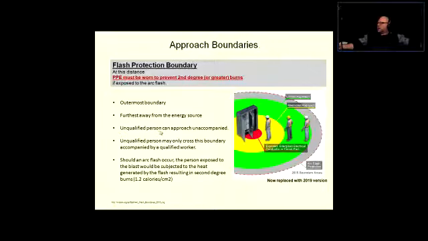Now, an unqualified person can approach unaccompanied. Okay, an unqualified person might only cross this boundary accompanied by a qualified worker. So you can cross that boundary, right? Should an arc flash occur, the person exposed to the blast would be subjected to the heat generated by the flash, resulting in second-degree burns, which would be like holding a cigarette lighter for 1 second to your chest, right? So that's the outmost boundary here.